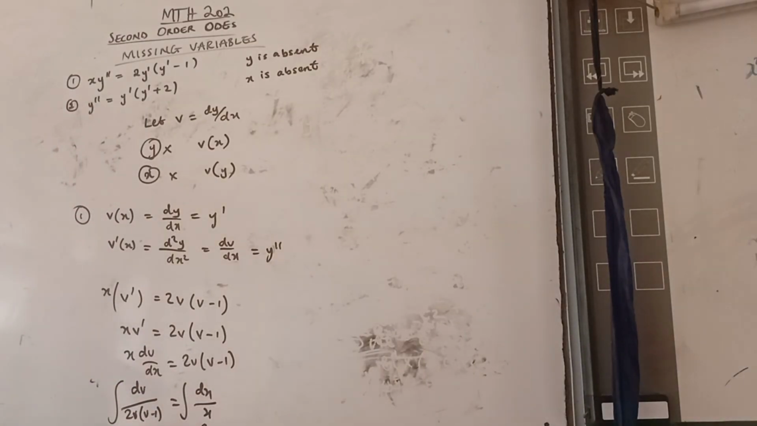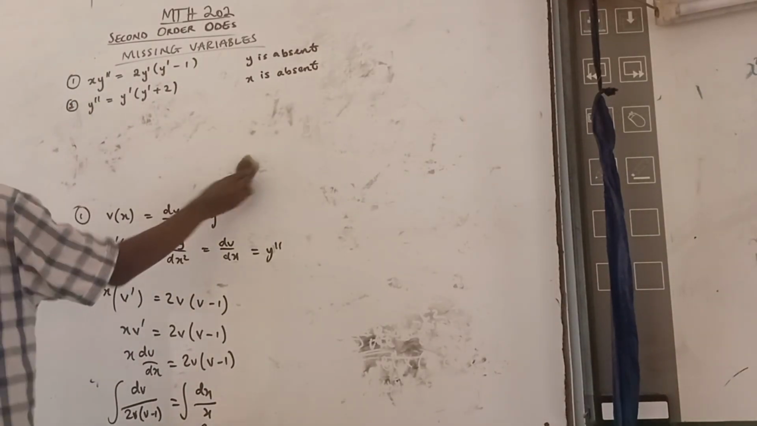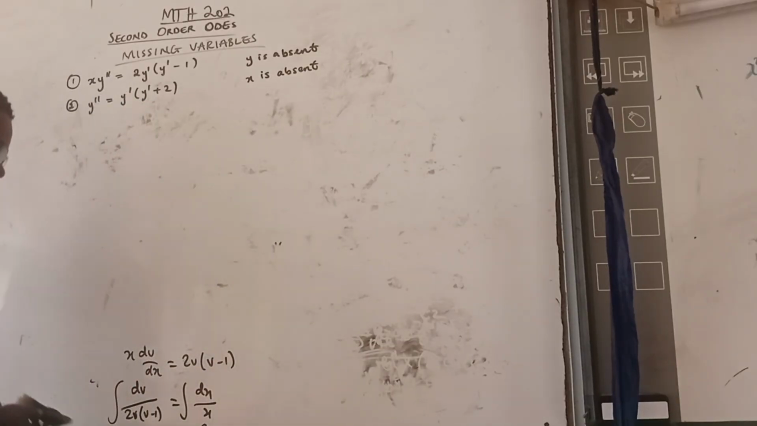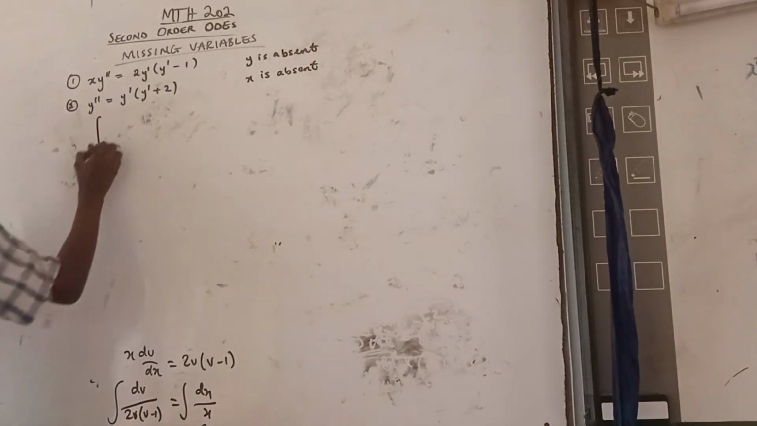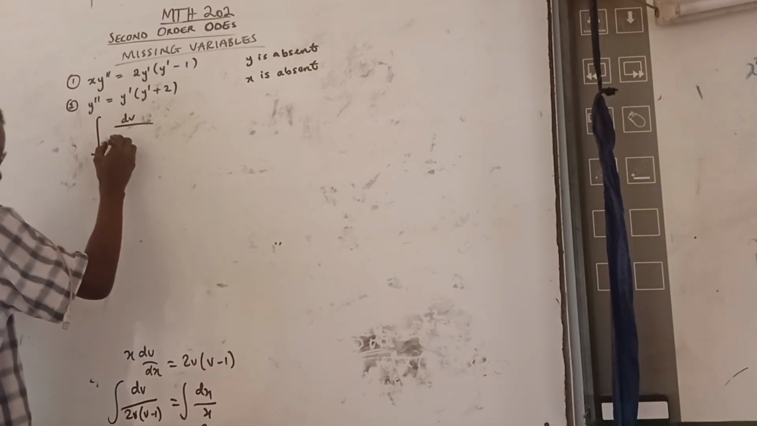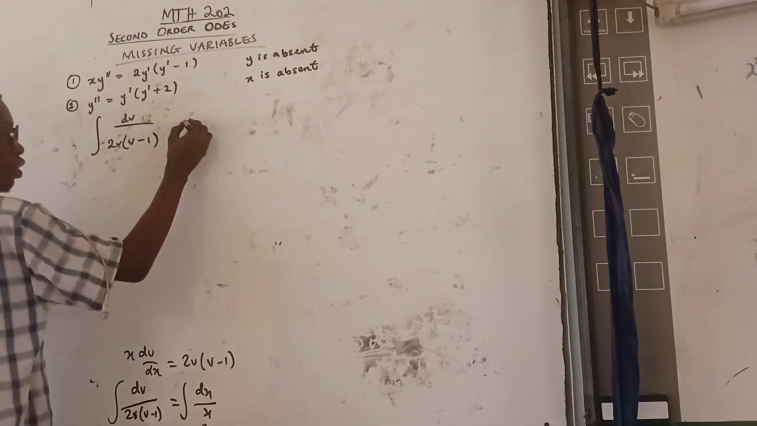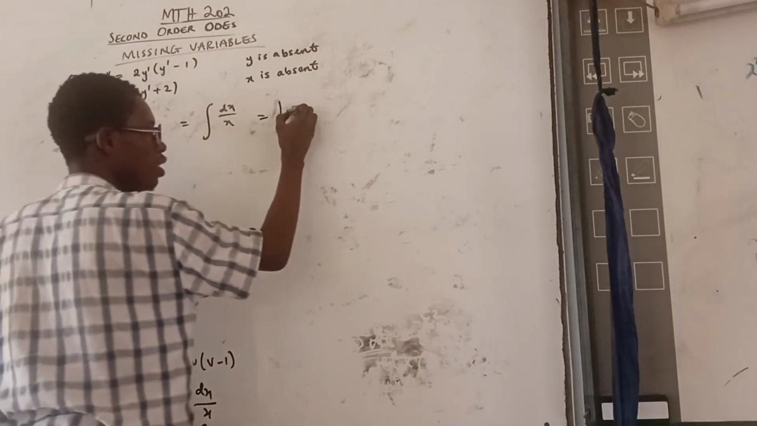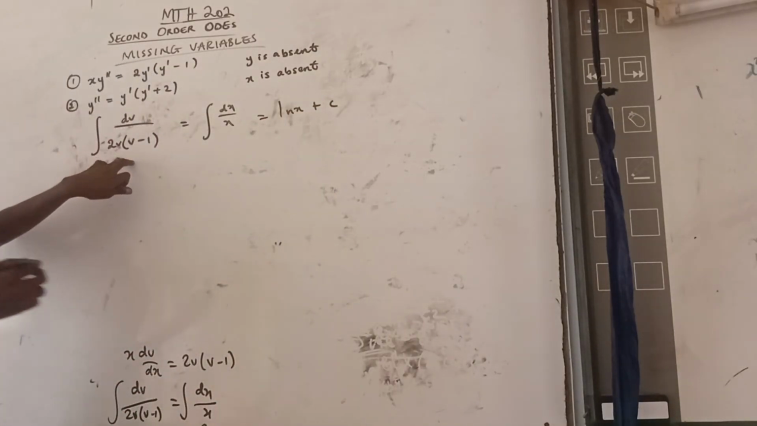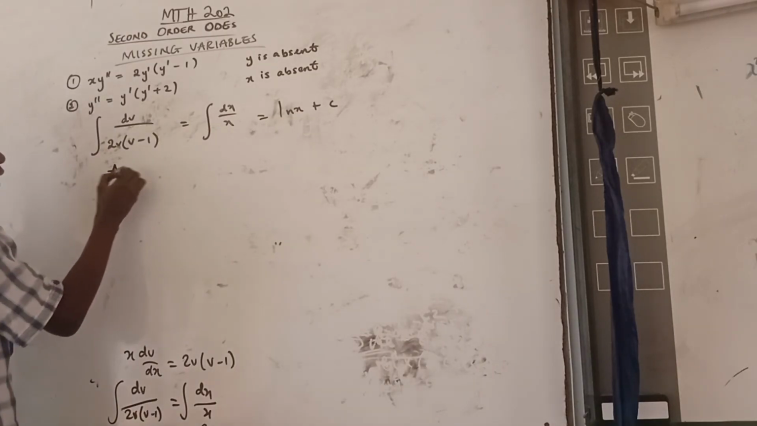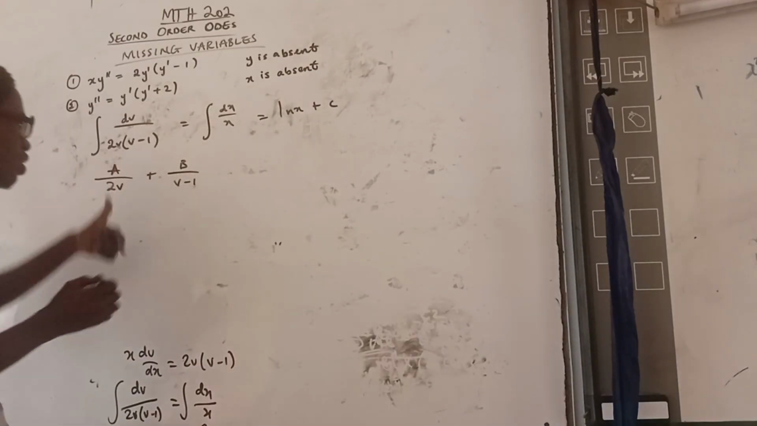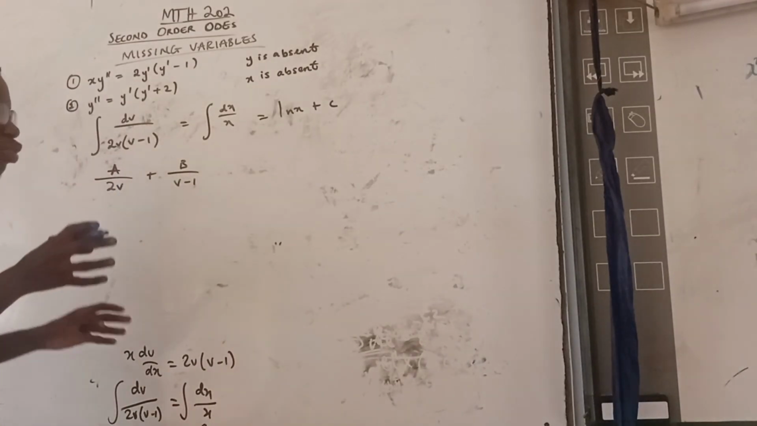We have the integral of dv over 2v into bracket v minus 1 equals the integral of dx over x. This side I can easily integrate and say equals ln x plus c. But this side we are going to integrate using partial fractions. So we are going to have something like a over 2v plus b over v minus 1. I hope we are good with partial fractions, please.